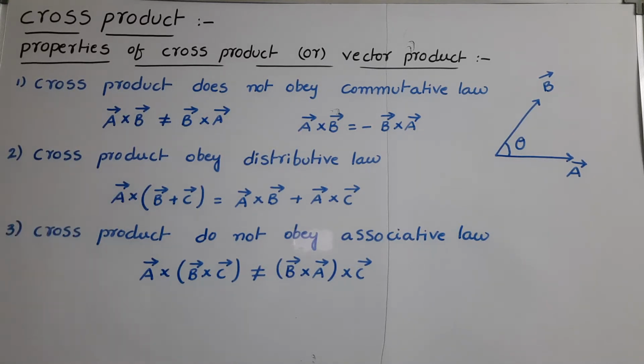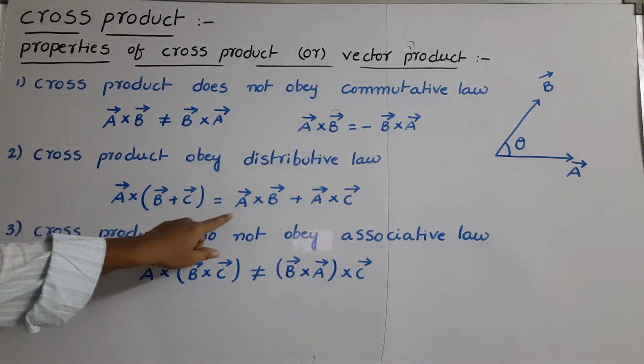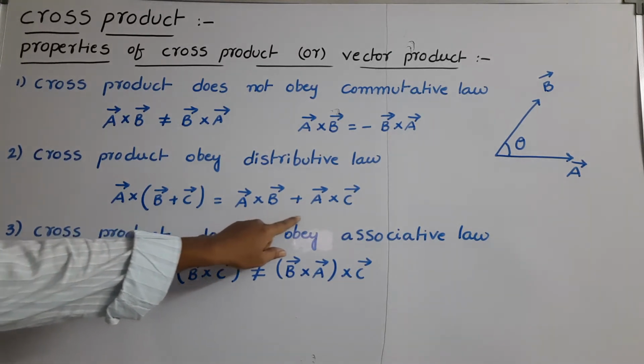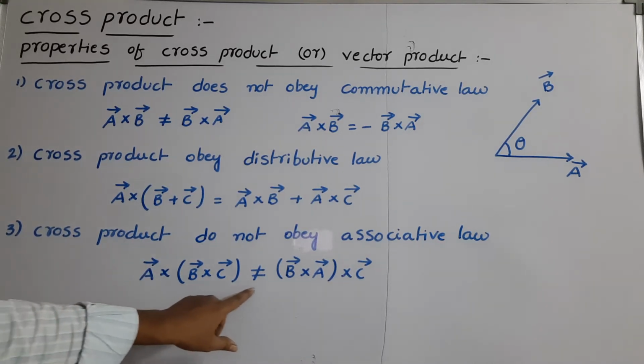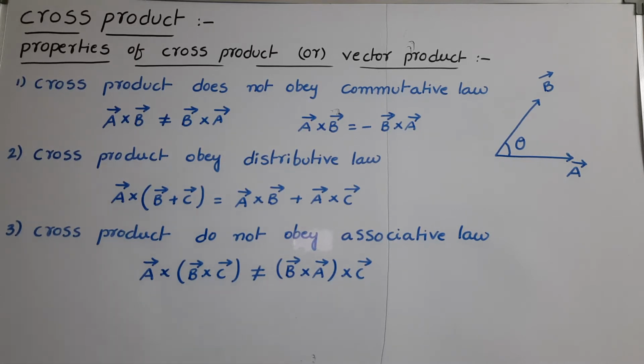Cross product obeys distributive law. A bar cross (B bar plus C bar) is equal to A bar cross B bar plus A bar cross C bar. Cross product does not obey associative law. (A bar cross B bar) cross C bar is not equal to A bar cross (B bar cross C bar).